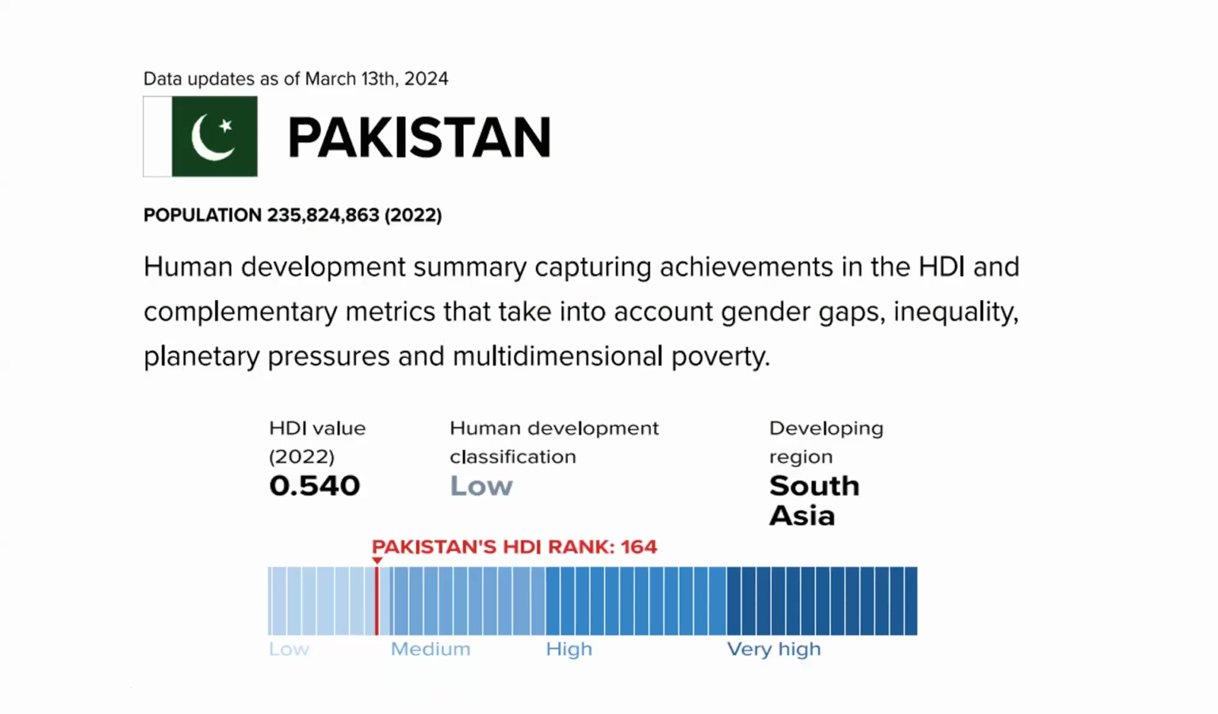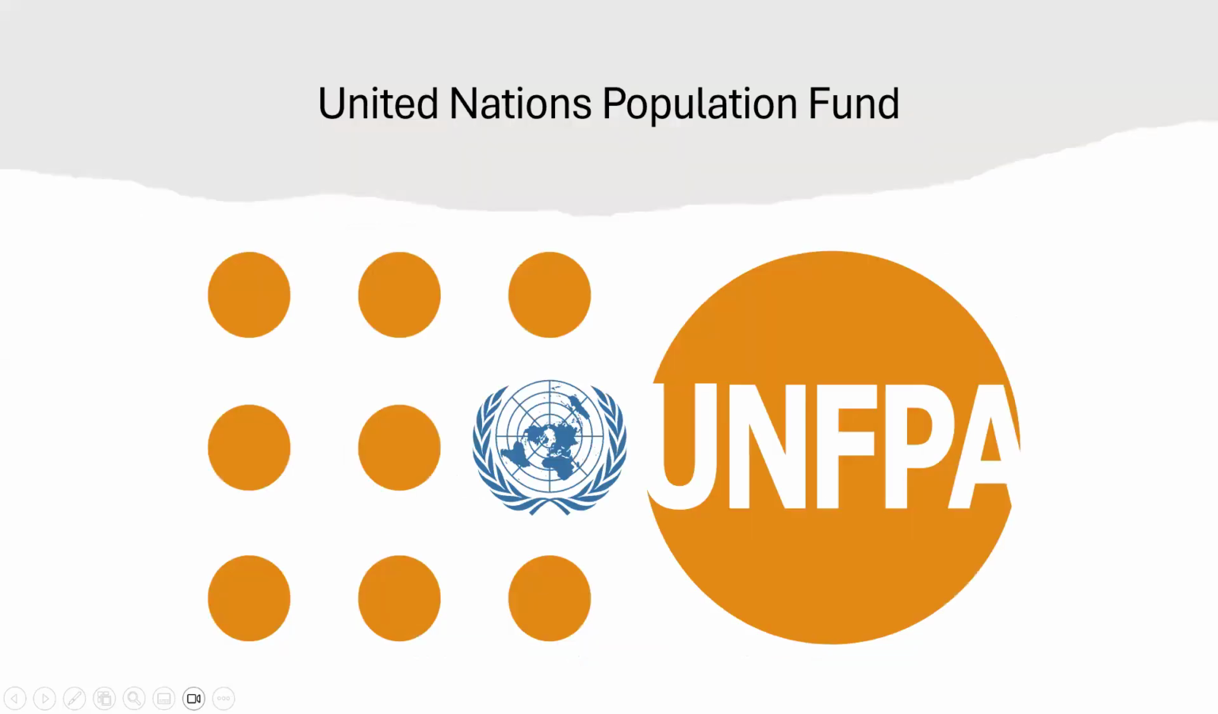This report was published on 13th March 2024, and it shows Pakistan's level of human development classification. The Pakistan Human Development Summary captures achievements in the HDI and complementary metrics that take into account gender gaps, inequality, planetary pressures, and multidimensional poverty. Unfortunately, it shows that Pakistan has human development as low. The HDI value is 0.54, and the developing region is South Asia. So you can see that we are in the low category, which is the worst category, unfortunately, to have. So this was all about UNDP.